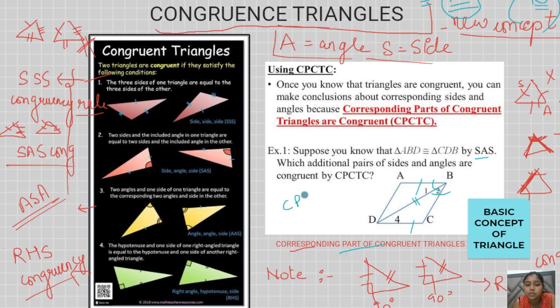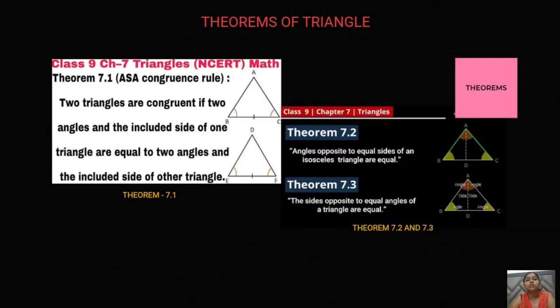Basically, CPCT means that you can consider the other angles or the other sides of these particular triangles to be equal by using this CPCT, but it is applicable only for congruent triangles. When the triangles are congruent, then we can apply the CPCT rule. So by CPCT, we can consider AD equals BC, or angle A equals angle C. We can consider anything by using CPCT if the two triangles are congruent to each other. Right, this is the congruency rule.